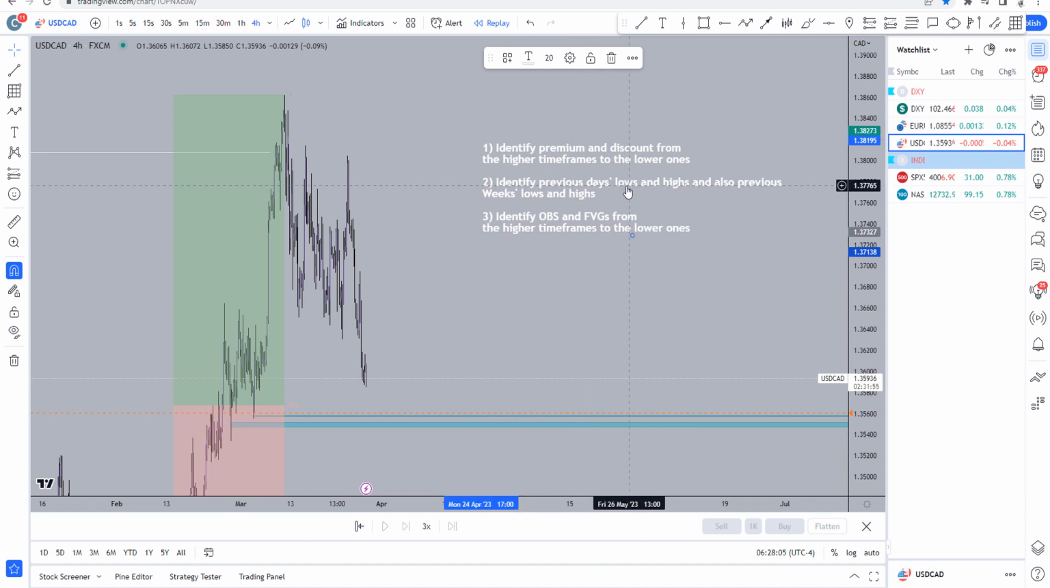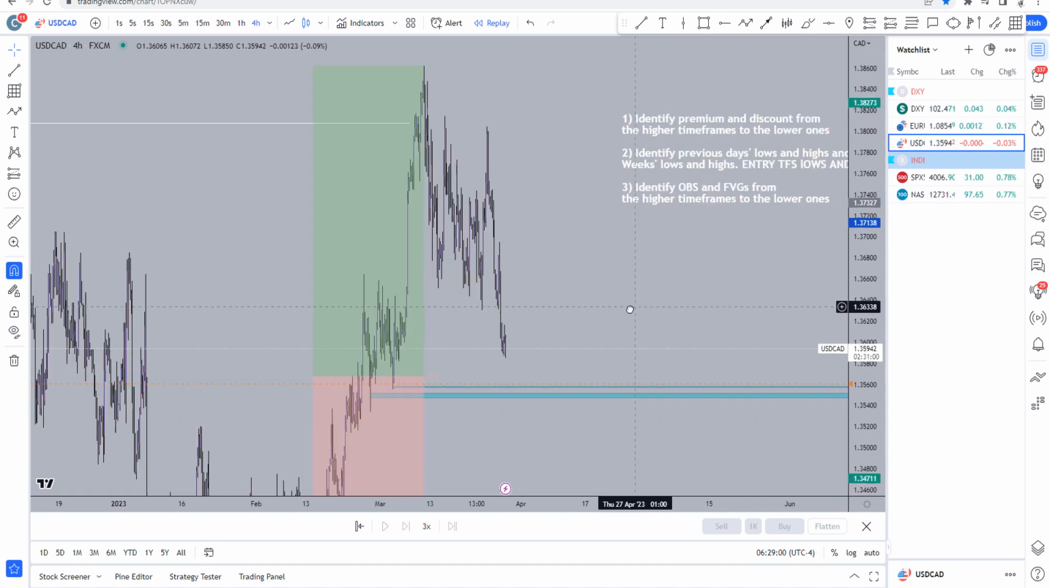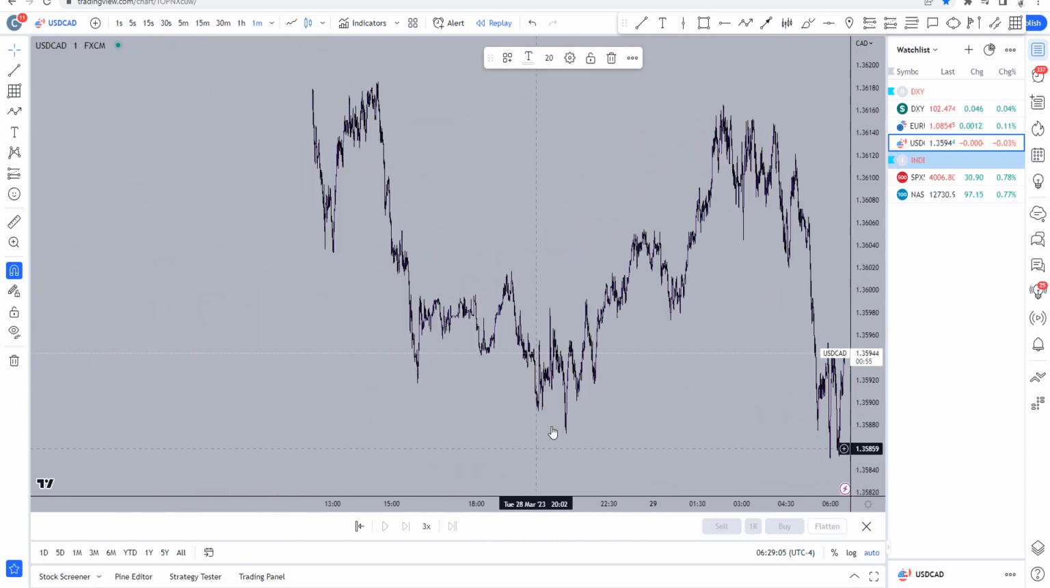Identify the previous day's low and highs and also previous week's lows and highs, as in the previous many days, not just the previous day. That's why I have the apostrophe in the end. Number 3, identify order blocks and fair value gaps from the higher time frames to the lower ones. And of course, here you can also include days, weeks lows and highs, as also entry time frames lows and highs.